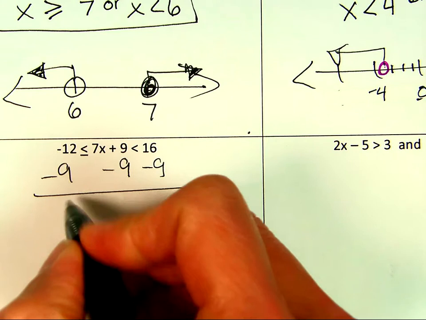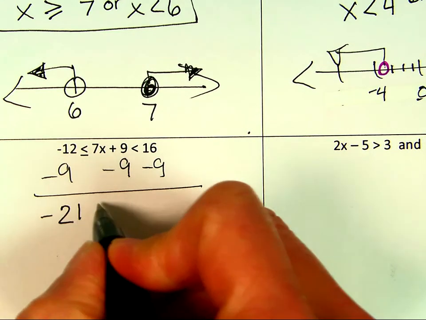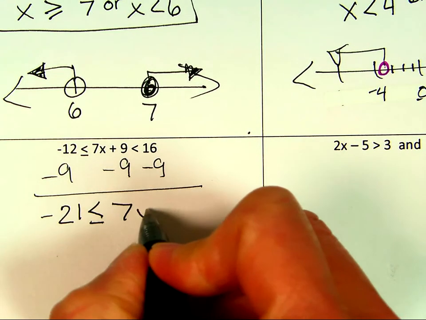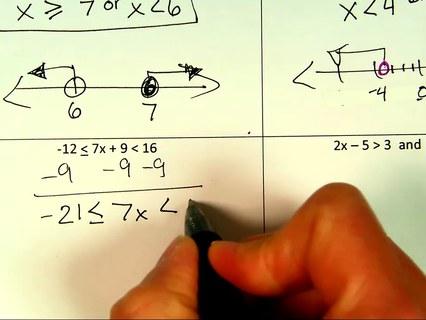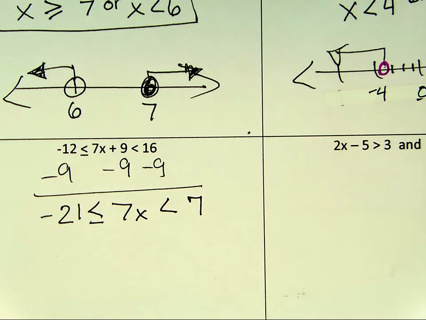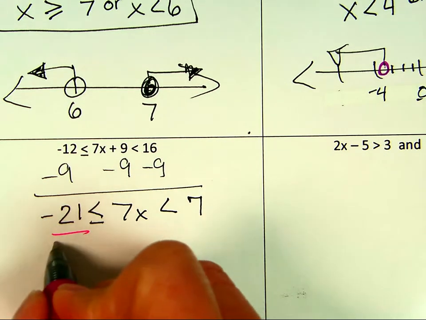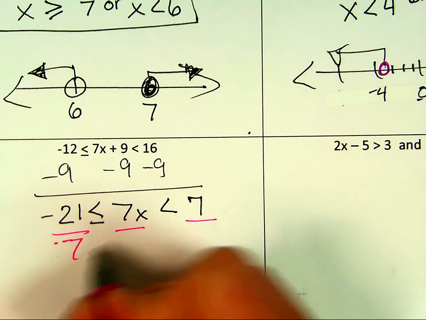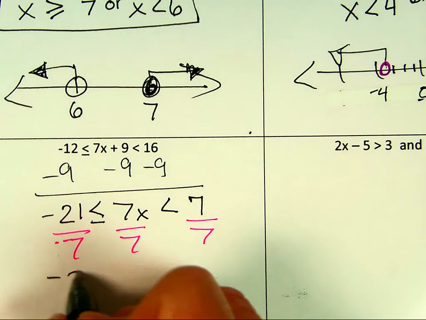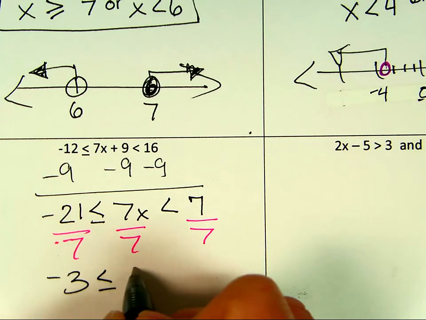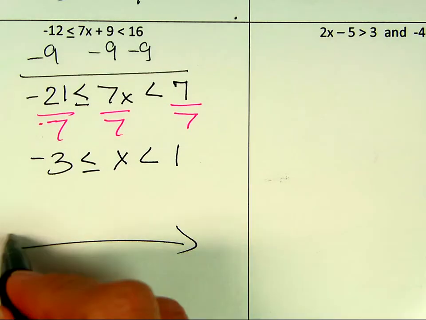So that would be -21 is less than or equal to 7x, which is less than 7. And then we're going to divide everything, all 3 parts, by 7, because we want to get x alone in the middle. So we're going to get -3 is less than or equal to x is less than 1. And when we graph that, it's going to be kind of one of those combined ones.